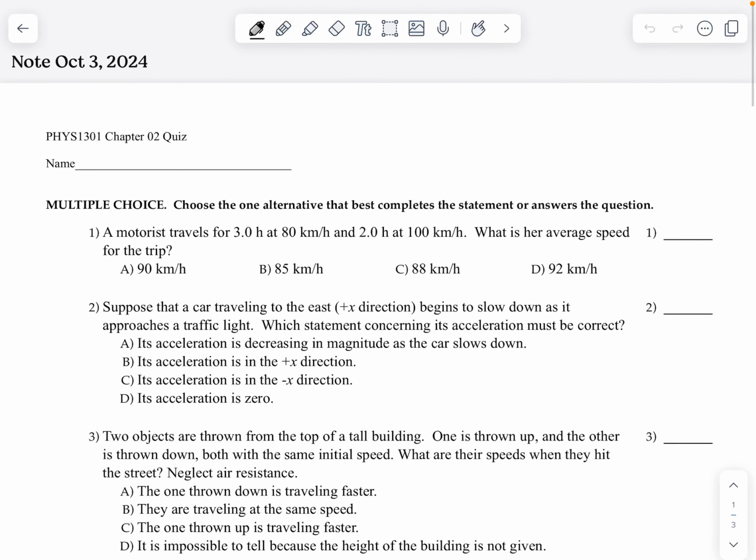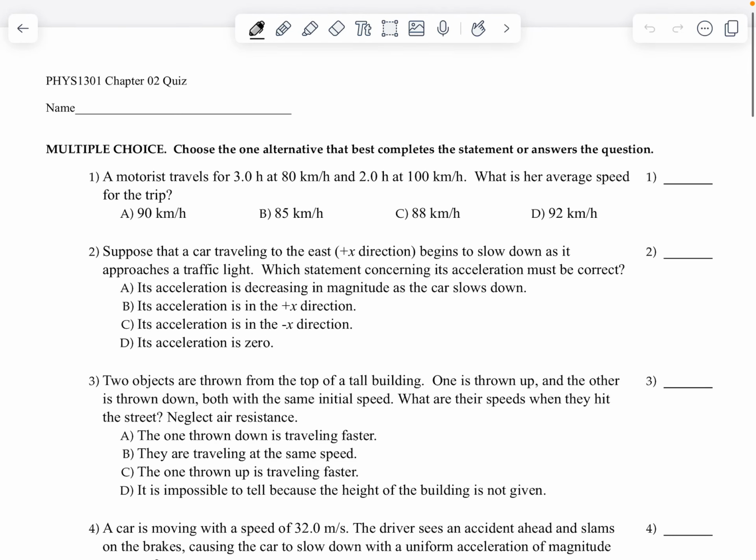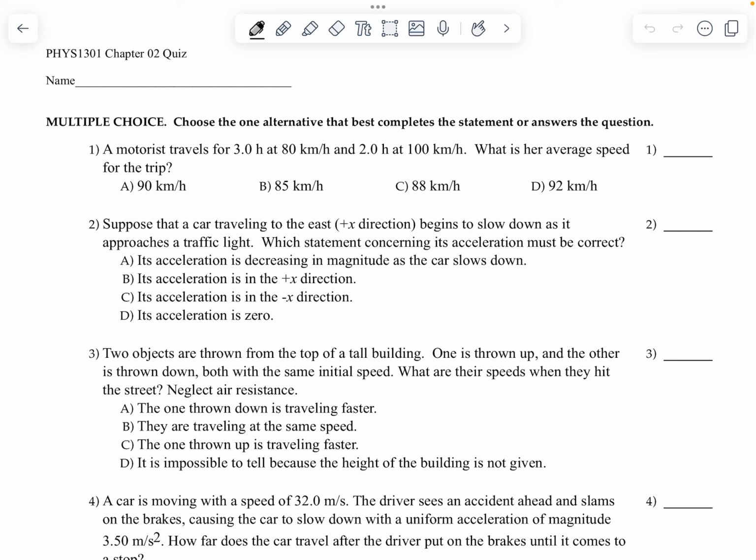All right, so this is a quiz, chapter 2 quiz. All right, so the first one: a motorist travels for 3 hours at 80 kilometers per hour and 2 hours at 100 kilometers per hour. What is her average speed for the trip?